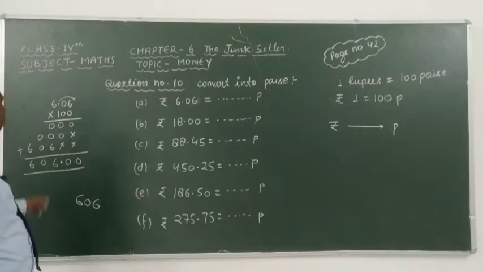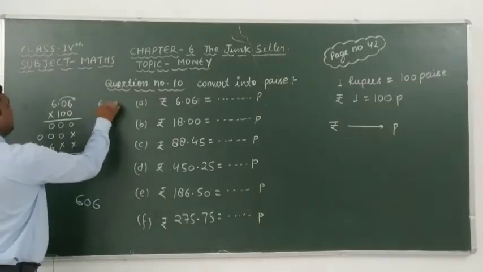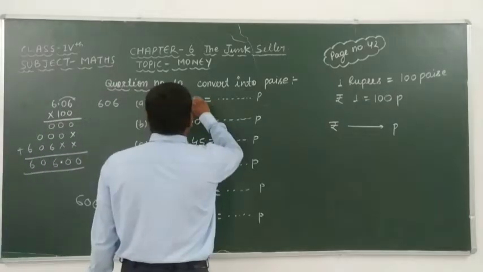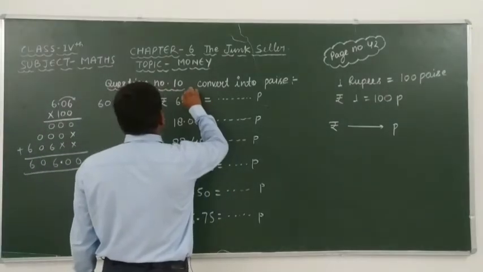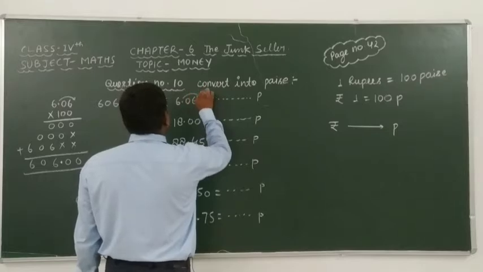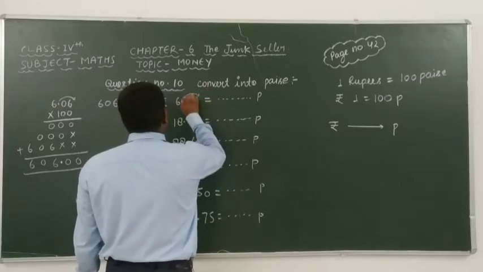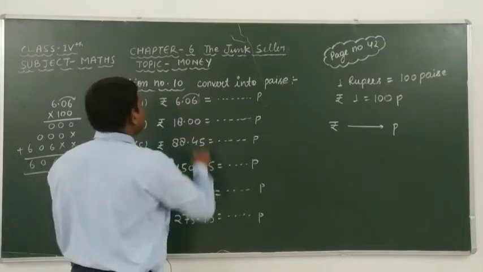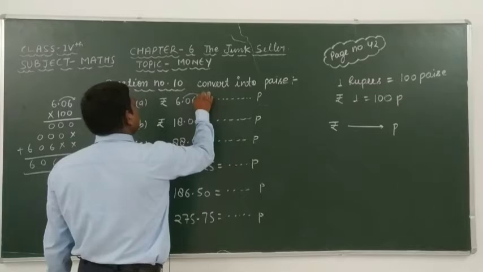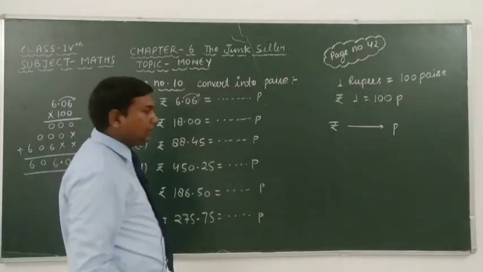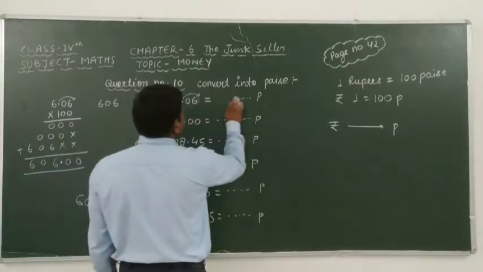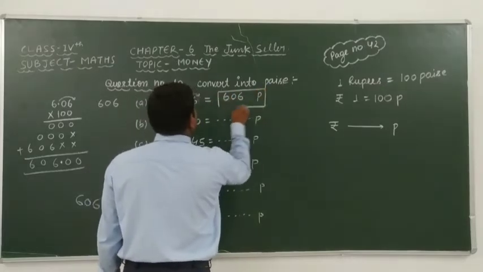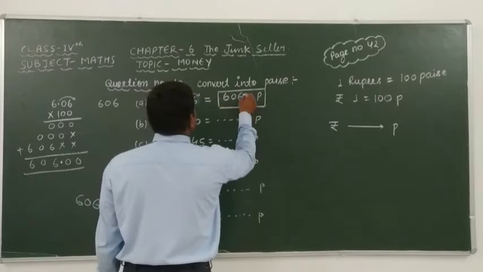Understand? Therefore we get 606. Understand? Therefore if we have to remove this decimal point, here we have to move this decimal point after 2 digit place. Okay, then we get 606. Therefore the answer is 606 paise.